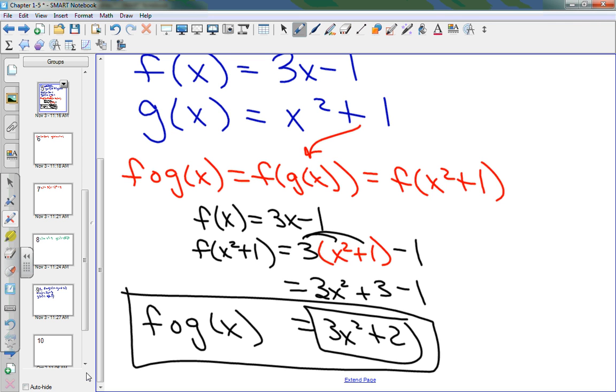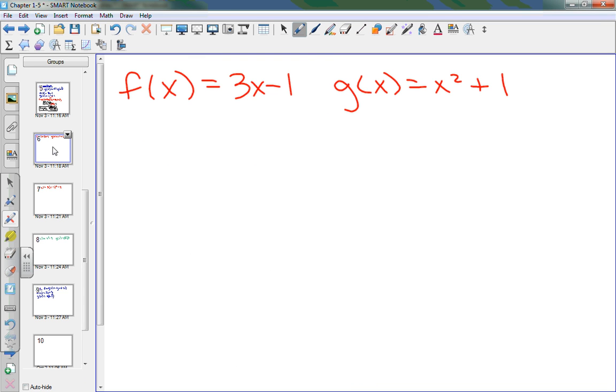Hang on. We ready? Okay. Now, I want to do g of f of x. G of f of x. Can I rewrite that? I can get rid of the little circle, right? And make that g parentheses f of x. What else do I know?